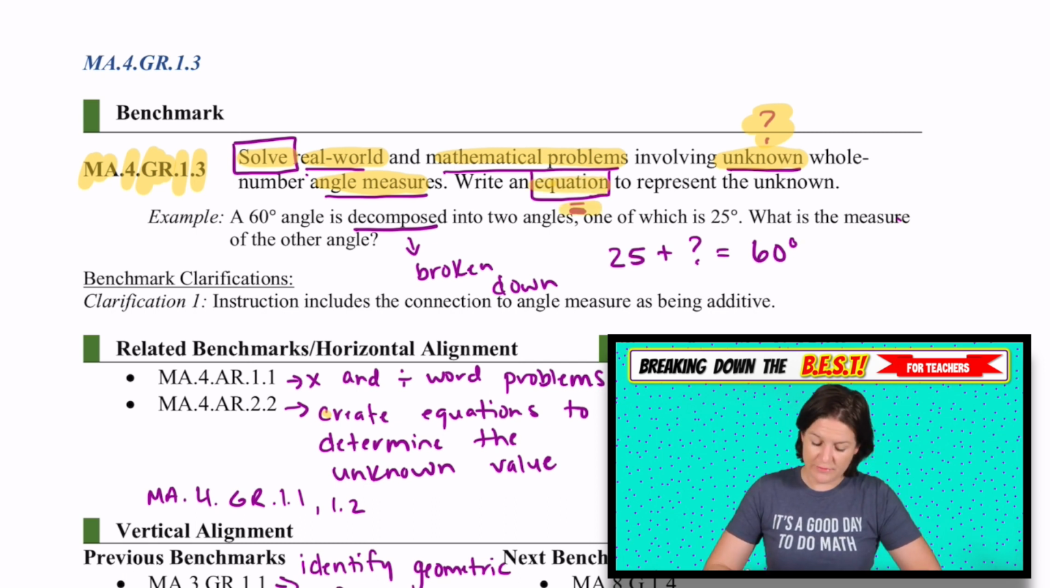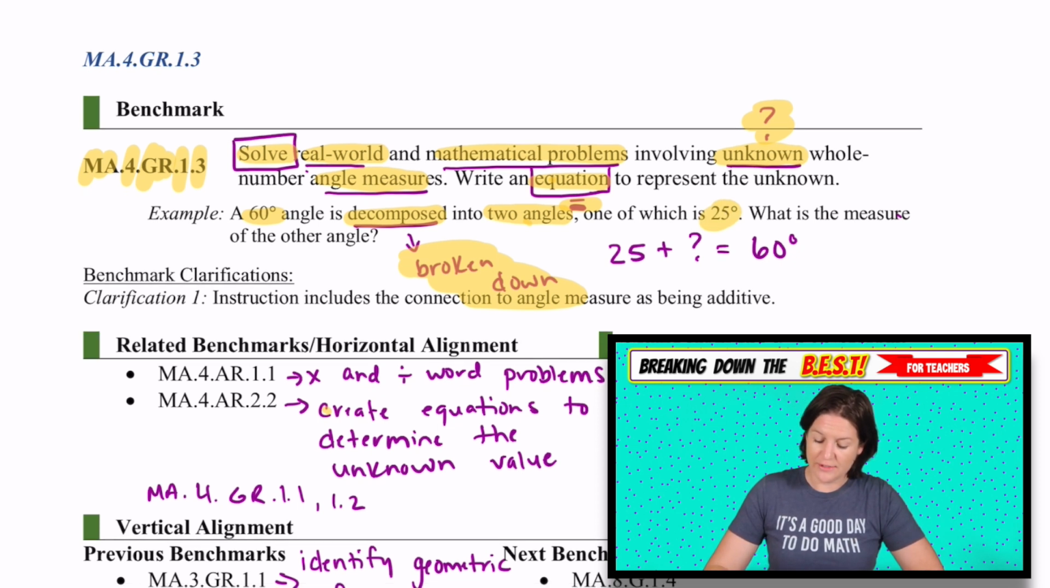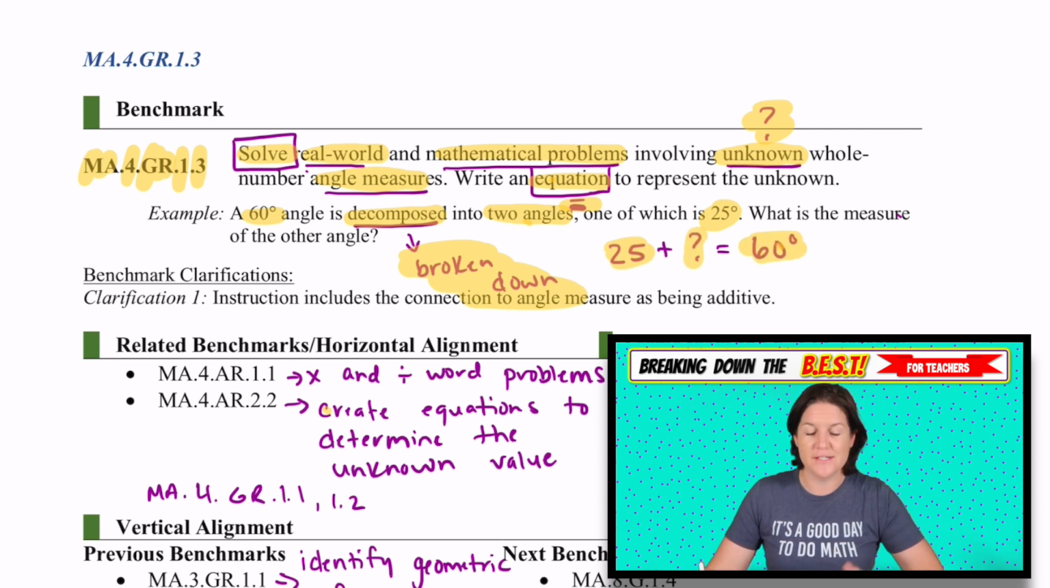For example, if we have a 60-degree angle and it's decomposed, or broken down, into two angles, and one of them is 25 degrees, we can find the unknown angle by adding 25 plus the unknown to get that total of 60 degrees. By the way, this document that I'm marking up all over is not something that I created.